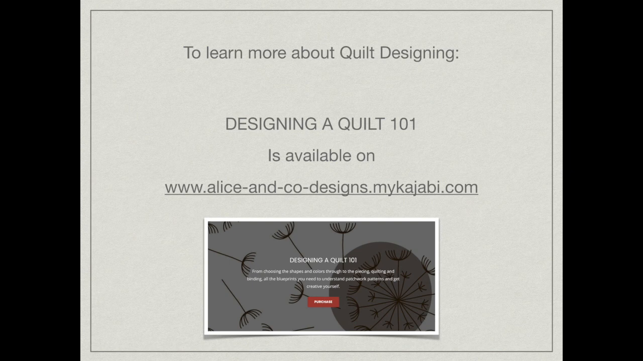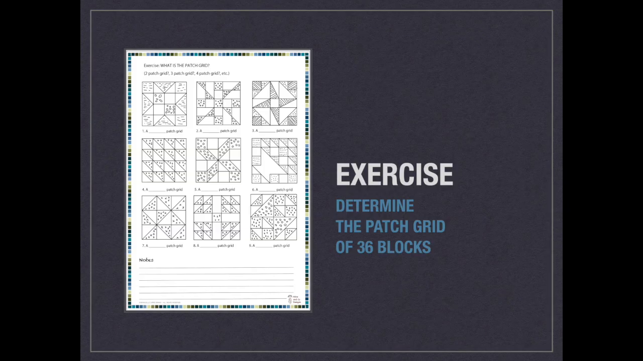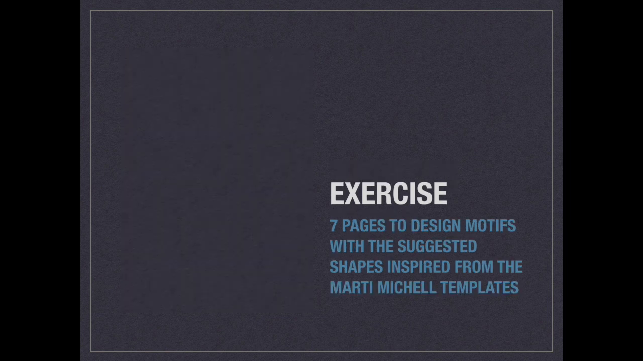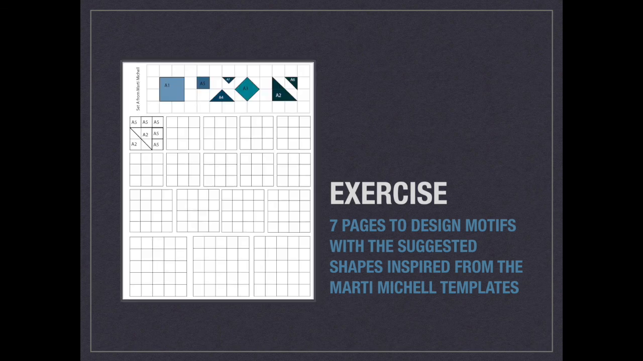So that's the first module of the Designing a Quilt 101, which is available on AllisonCodesigns.mykajabi.com. Within the lessons, you will also be discovering sheets with exercises. So here we have 36 blocks that you can go through and make sure that when you see a block, you recognize what type of patch grid it is. There are also pages that you can draw on and create your own blocks.